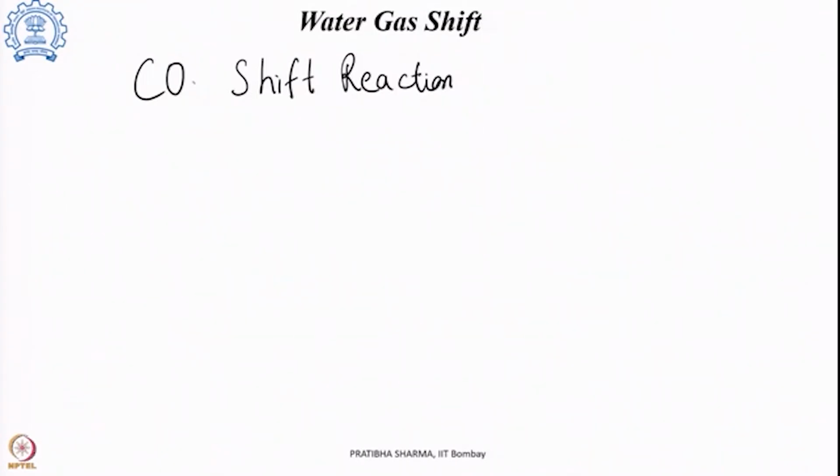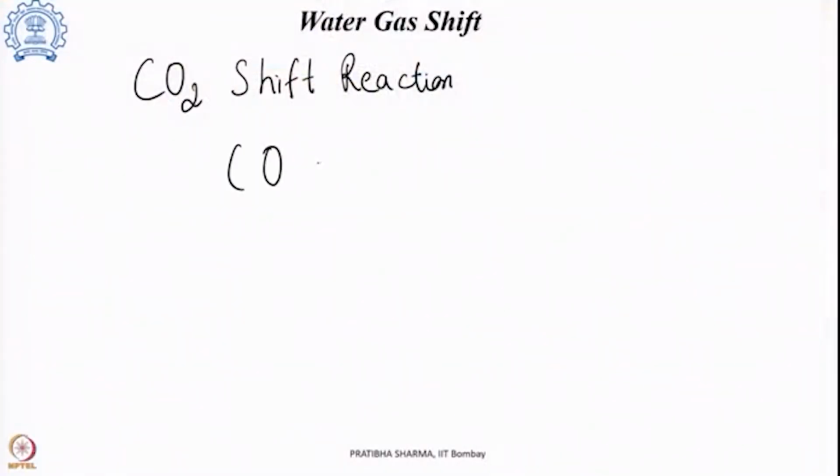Water gas shift reaction is carried out after the reformation reaction. This is done so as to increase the yield of hydrogen. In this process, the carbon monoxide component of the syngas which is formed in the reforming step is being converted into carbon dioxide. At the same time we are getting more hydrogen.